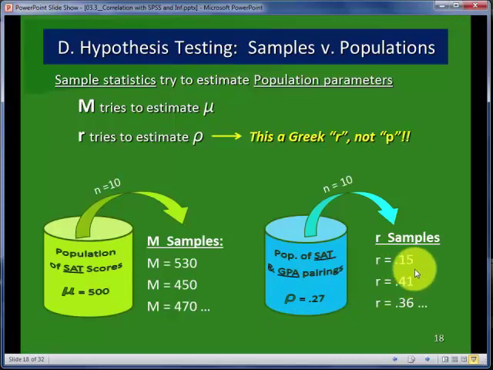So again, why do these differ from this? Because of our old nemesis, sampling error. You should shudder slightly when I say that: sampling error.